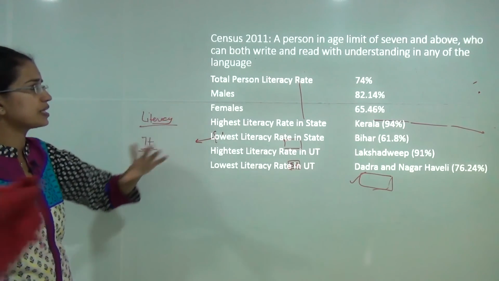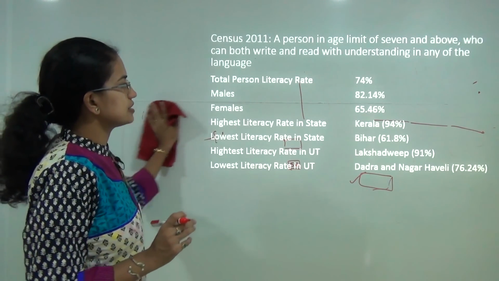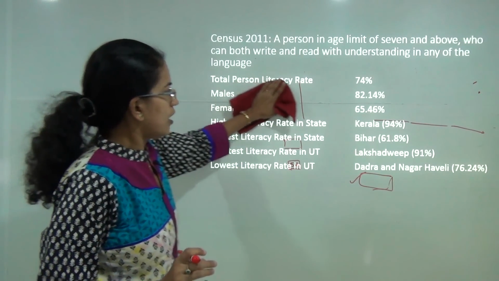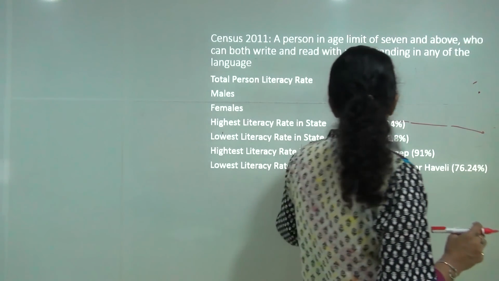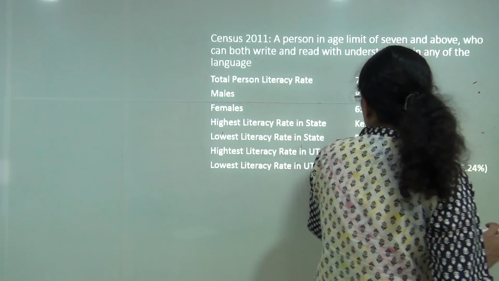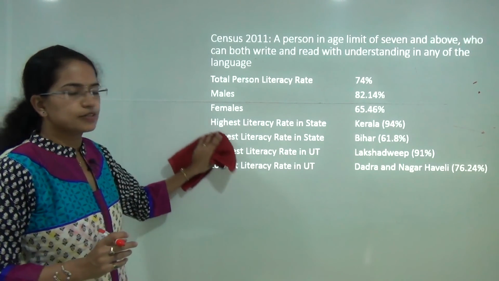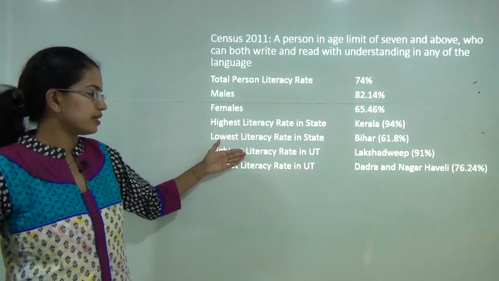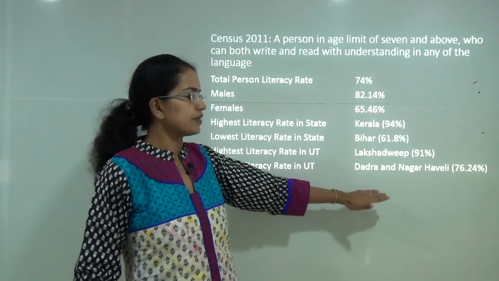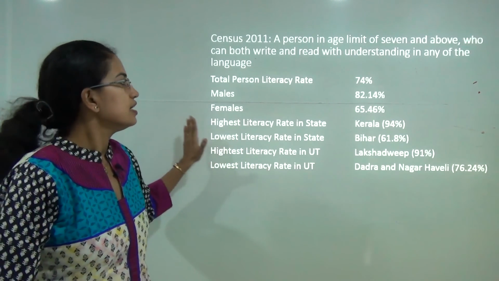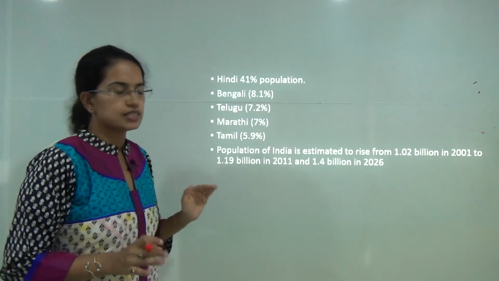If we talk about total literacy in India, it's nearly 74%. However, males account for 82% and females for 65%. You have the highest literacy in Kerala, lowest in Bihar. Among the Union Territories, it's highest in Lakshadweep and lowest in Dadra and Nagar Haveli. And this data is based on the 2011 census.